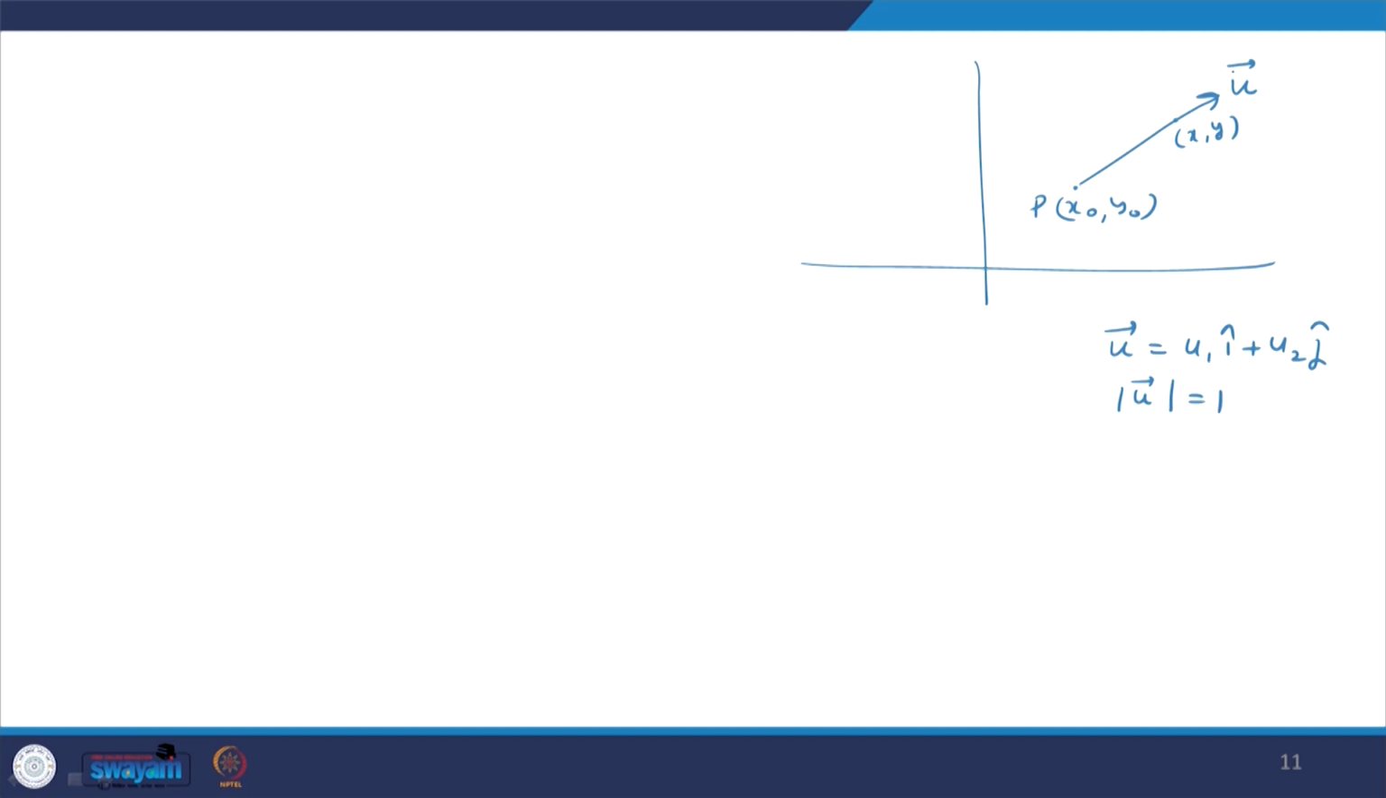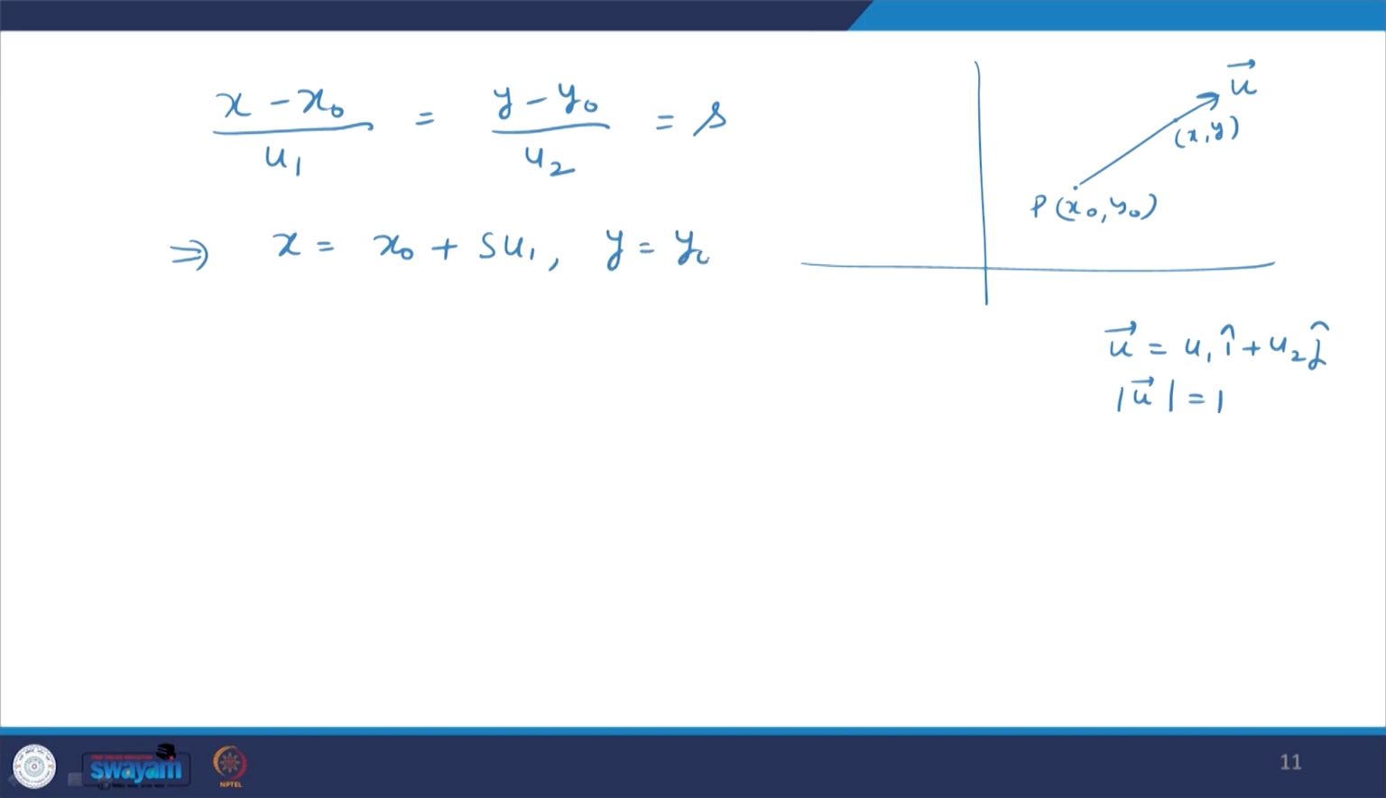The equation of the line can be found by (x minus x naught) upon u1 is equal to (y minus y naught) upon u2, because x minus x naught and y minus y naught are the direction ratios of this vector, and u1, u2 are also the direction ratios of this vector, and both are parallel. So, the ratios will be the same. Suppose it is equal to s. What this implies is x is equal to x naught plus s u1 and y is equal to y naught plus s u2.